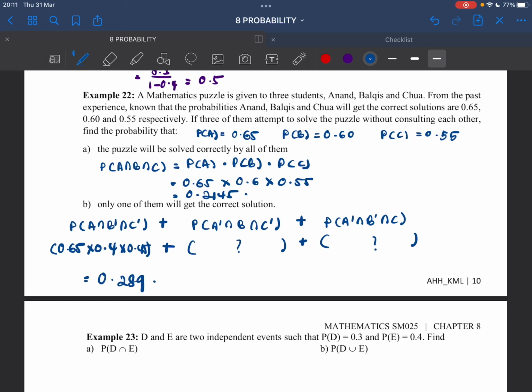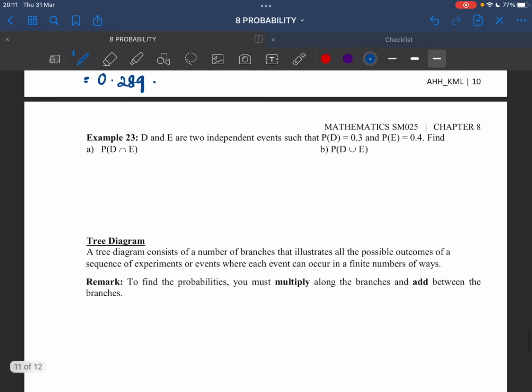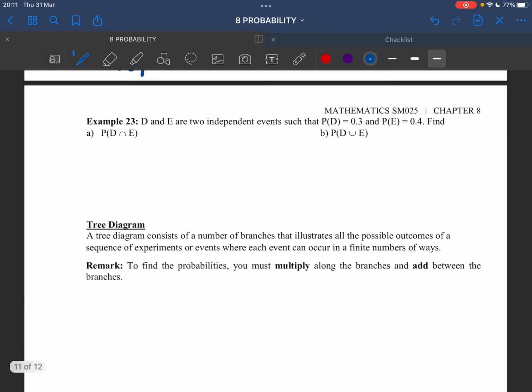Okay, last example, example 23. This one you can do by yourself. The answers are 0.12 and 0.58.